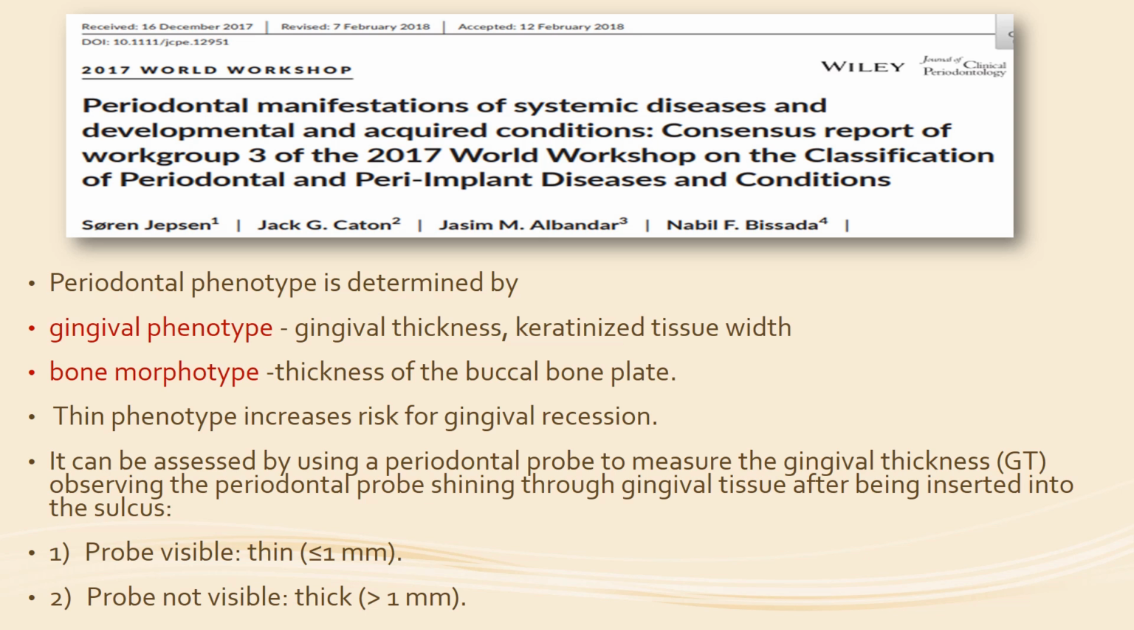It can be assessed by using a periodontal probe to measure the gingival thickness, observing the periodontal probe shining through the gingival tissue after being inserted into the sulcus. If the probe is visible, then the gingiva is thin, that is less than or equal to 1 mm. If the probe is not visible, then the gingiva is thick, that is greater than 1 mm.